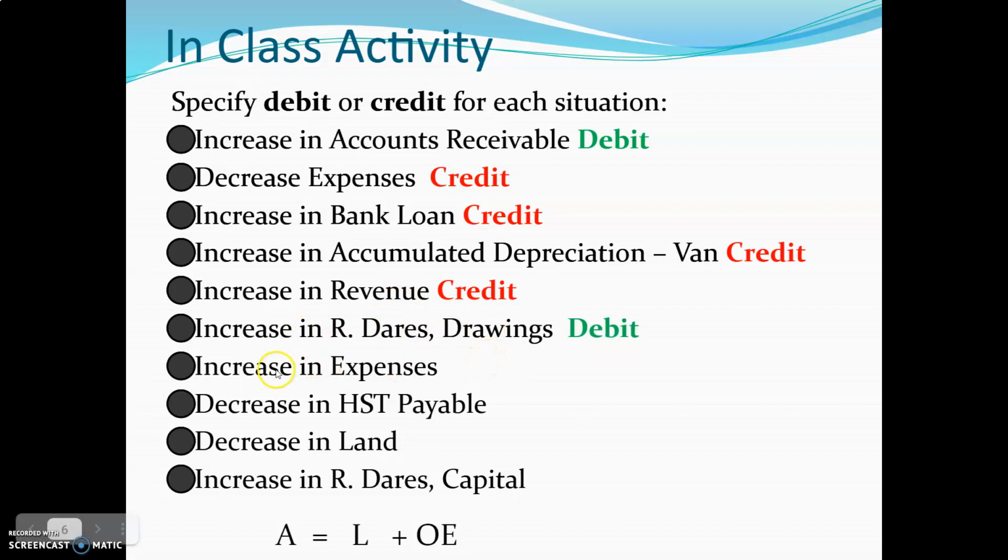Expenses, if we spend money and we pay somebody off for an expense, that would decrease our assets, and it will increase our expenses. So a decrease in asset would be a decrease in bank, which would be a credit to the bank side, and it should be a debit for the expenses. HST payable, this is a liability account. If we're decreasing it, it means we will be in a debit. And a decrease in land is another asset account.